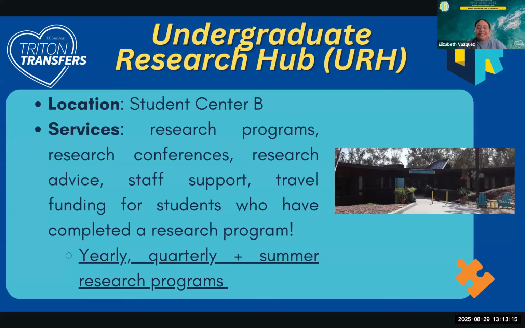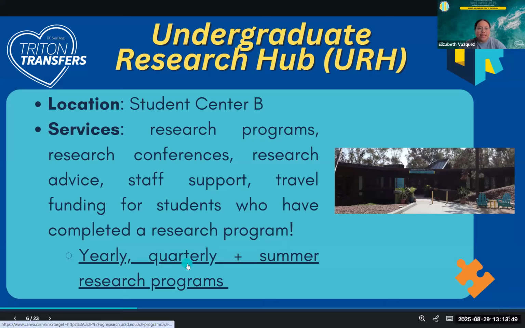Second place, Undergraduate Research Hub. The Undergraduate Research Hub is another office on campus, in Student Center B, and this is a picture of their entrance. Some services that they have are research programs and research conferences. They also give research advice, as I do, because they have staff that you can meet with and they can support you. And they also have travel funding for students who have completed a research program. The research programs are probably the main thing that students use when it comes to the Undergraduate Research Hub. So we can check them out now.